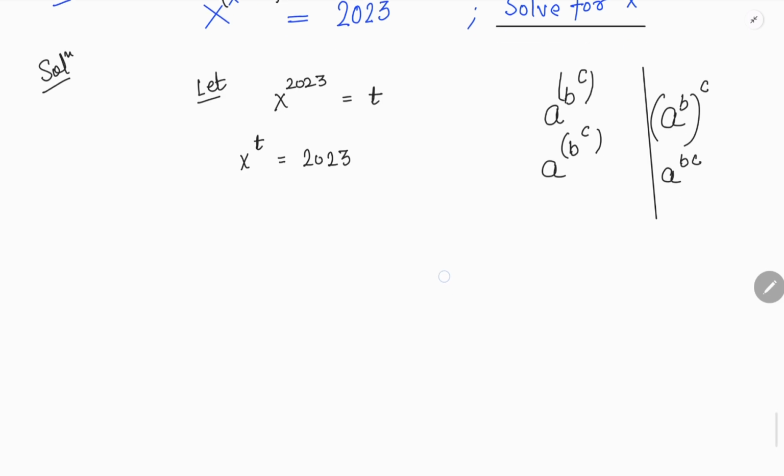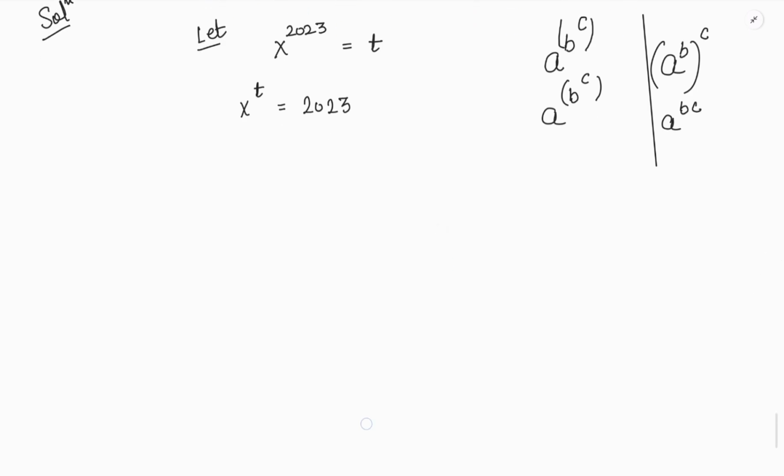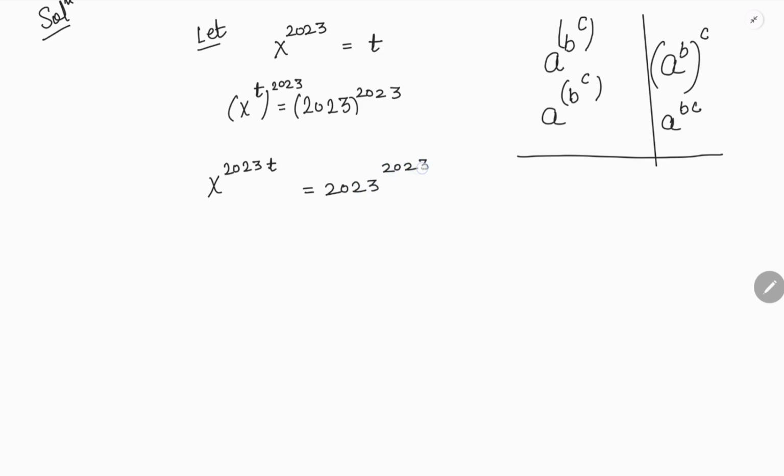Now my main motive is to get one variable first of all, and second thing is to solve this thing. And for that, what do I do? If I take power 2023 on both sides, okay, what will I get? I will get x raised to power 2023t. As I told you that a raised to power b raised to power c you can multiply, right? So this is equal to 2023 raised to power 2023.